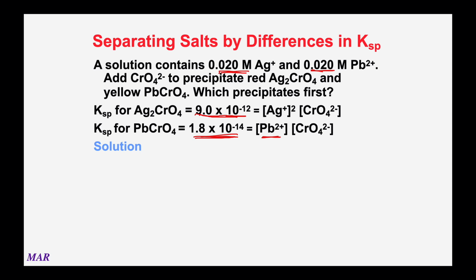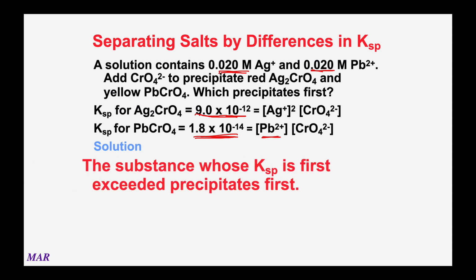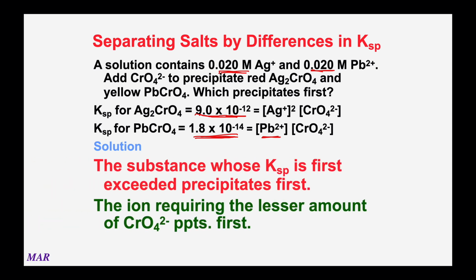Because if we add really, really small amounts and we add just that smaller number, that's going to make a solid. The one that needs more chromate is going to take extra chromate to make a solid, and that one would precipitate last. So again, the math is not too hard here, but thinking it through can be a little bit weird. Remember that the substance whose KSP is first exceeded will precipitate first. So we really want to solve for the chromate here. We want to see which one is going to take the least amount of chromate. Smaller amount of chromate will be the one that precipitates first.